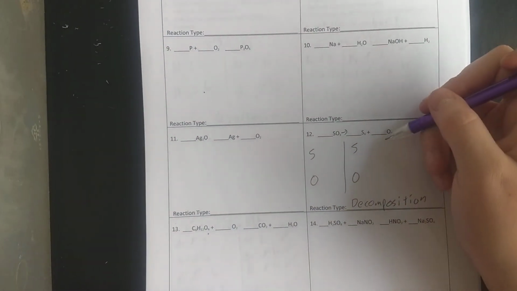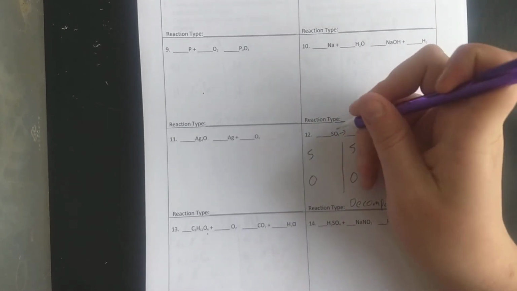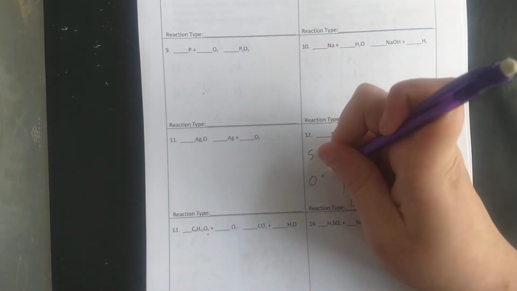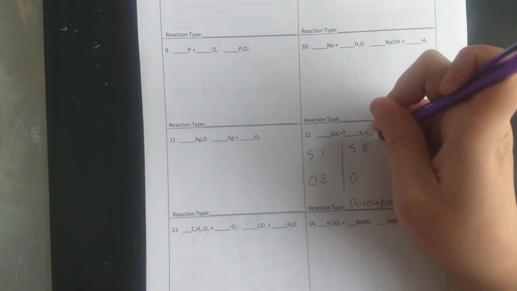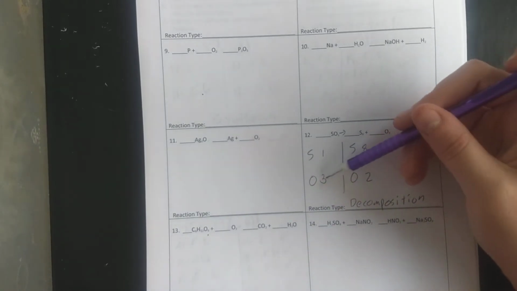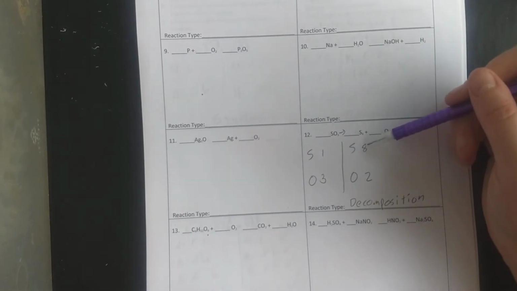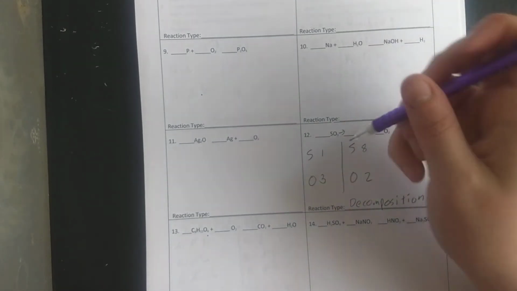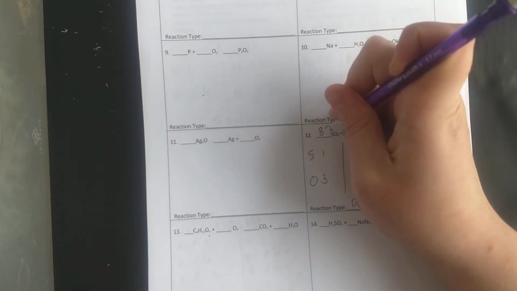Okay. So we have one thing breaking down into more than one product. Now the reason I'm showing you this one is because the numbers get a little big, but I want to show you that it's okay and that can happen sometimes. So I'm going to start with my S's. So I have 1 S and 8 S's. So I'm going to need to put an 8 over here to make it match.